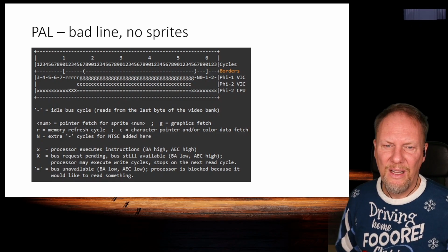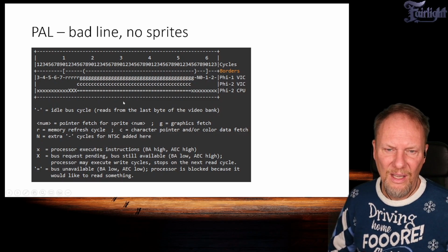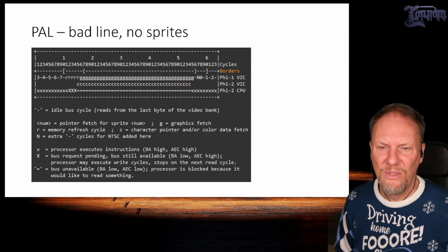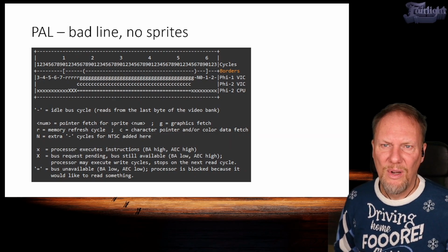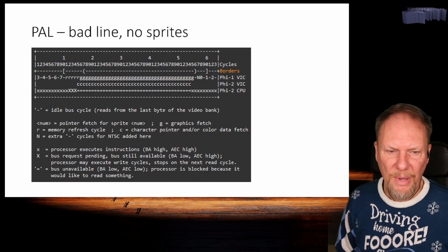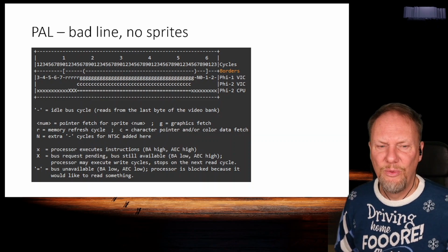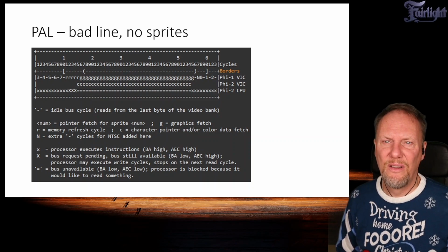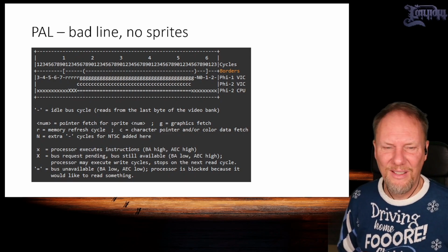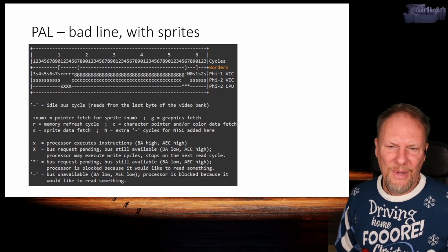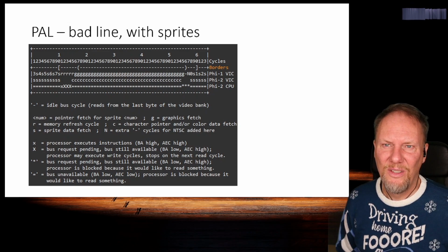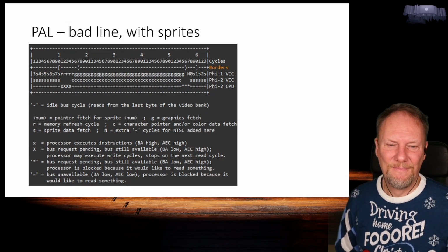And then you have the bad lines, and here you see that the equal signs show that the VIC has access to that, and the CPU just sits on the bench. And you have the small x's, and then you have the capital X's here that show that you can do a write, but you cannot do a read in those cycles, because the VIC will allow you to write but not to read, if that makes sense. And then you have the bad line with sprites, and here you can see that the number of cycles that the CPU actually has access to is really limited.